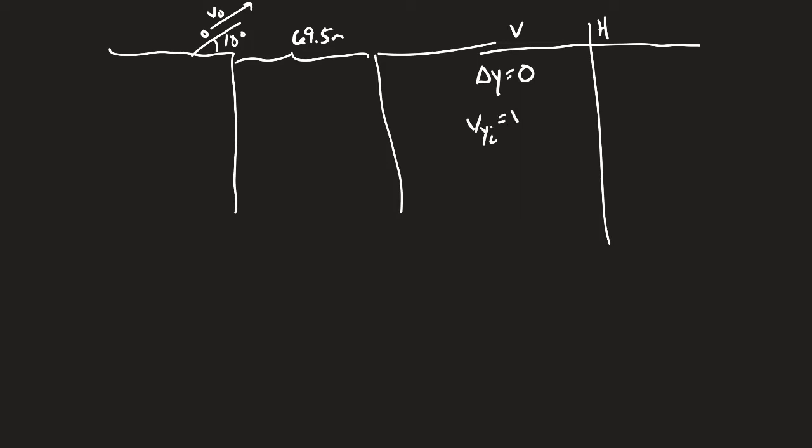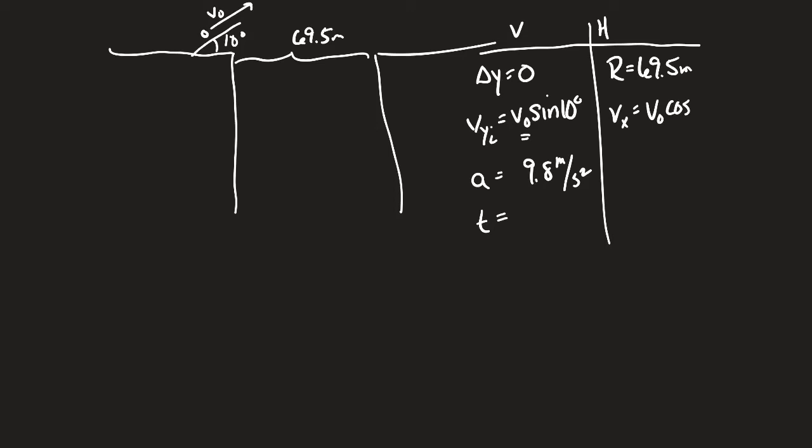Vy initial is going to be v naught sine 10 degrees. Acceleration is going to be gravity, 9.8 meters per second squared. I got to find the time. Doesn't appear like I have enough information on the left to find the time because I don't know v naught. So let's check the horizontal. The range is 69.5 meters, and the horizontal velocity is v naught cosine 10 degrees. Again, I don't have enough information to find the time because I don't know v naught.